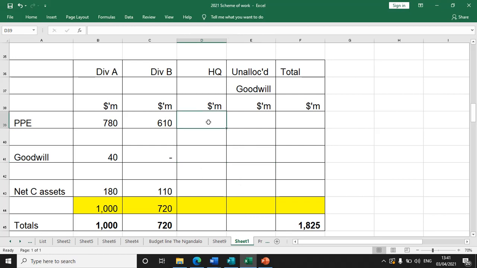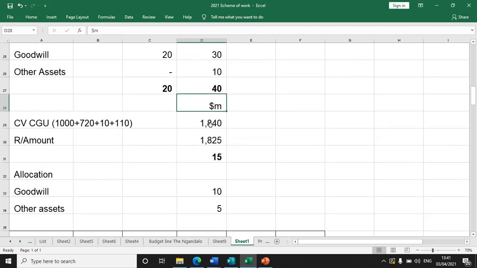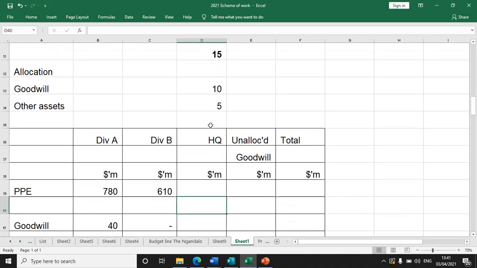Let us deal with HQ. So for HQ, remember when we did the second impairment test on the entire group, we had an extra goodwill loss of about 5 and 10 went to goodwill. So let me just show you. This is what I'm talking about. We had 15 total, 10 goes to goodwill, and 5 goes to the rest of the assets. So let's deal with that.